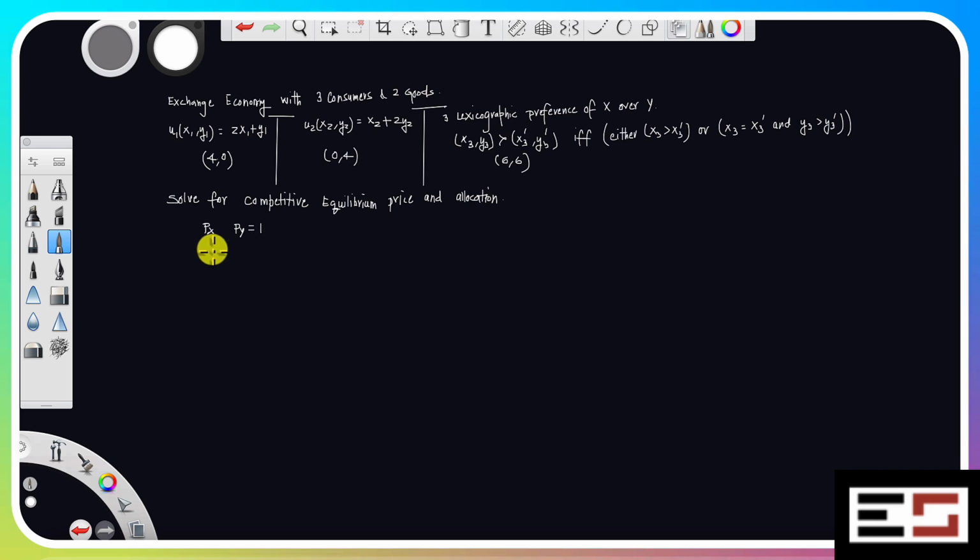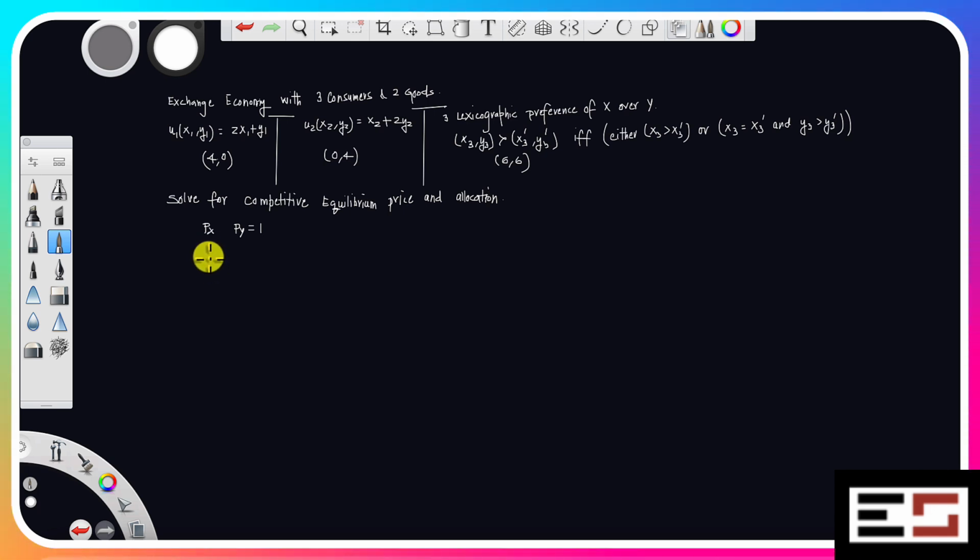Now, by Walras' law, if the market for x clears, then the market for y also clears. So we just need to look at one of the markets, let's say the market for x, and find the price px at which the market for x clears. Once we get that, it automatically guarantees that the market for y also clears. So let us solve for such a price of x at which the market for x clears, and this will be the procedure to solve for competitive equilibrium.